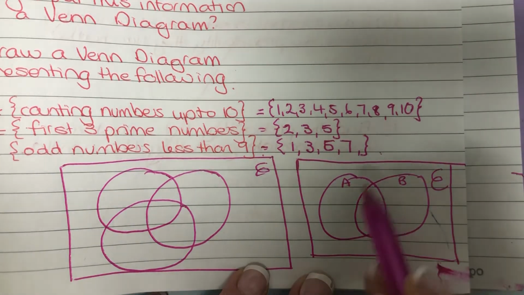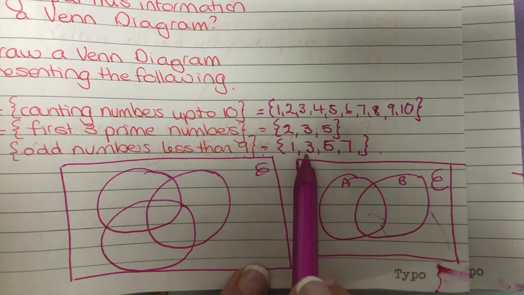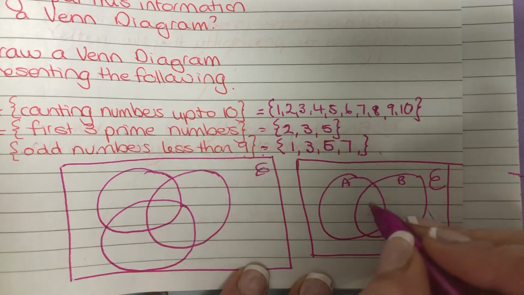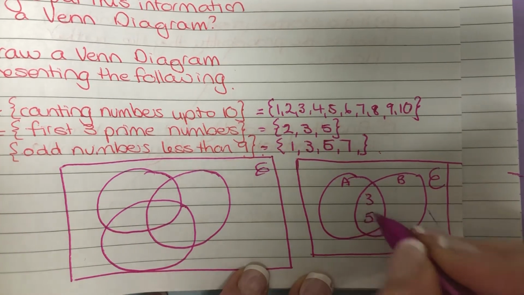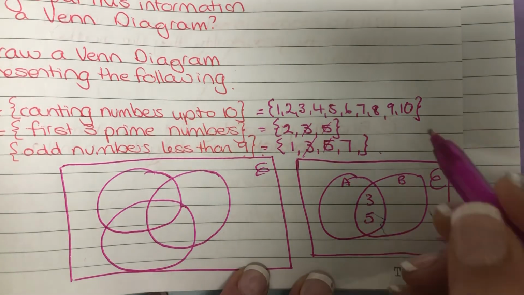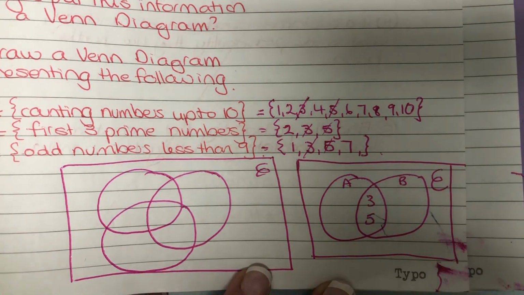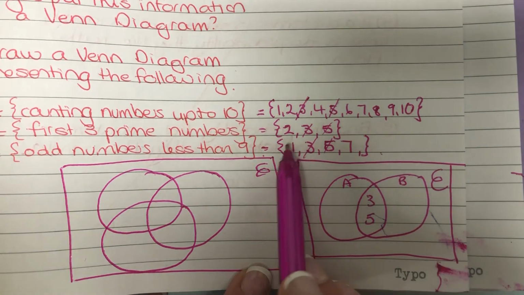Now, the first thing we do is the middle. The middle is what is in A that's also in B. Oh, look, there's a 3 and a 5. So in the middle crossover bit, we put the 3 and the 5. And up in the whole set bracket, we're going to cross out the ones we've already taken care of. All right, now we're going to go to A.